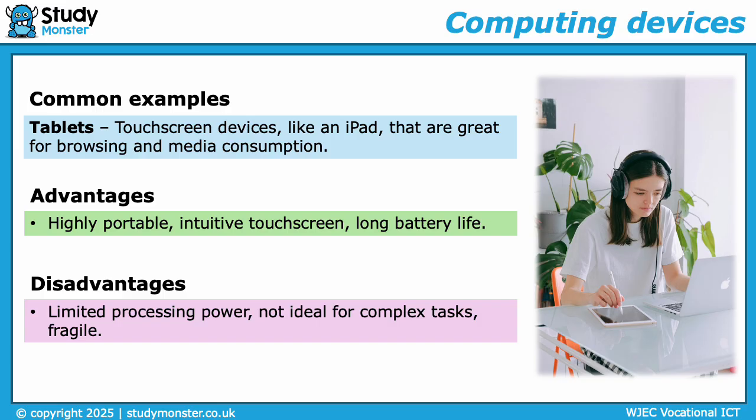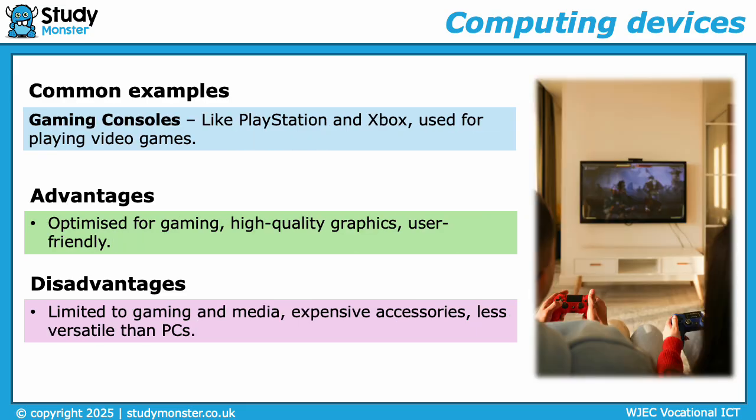Some can be expensive, some can be cheap. Again, when it comes to cost, it all depends on the quality of the components and how powerful they are. Video games console, like your PlayStation, your Xbox, your Nintendo that you've got at home, used for playing video games. Back in the olden days when you got a PlayStation 1, for example, it was just purely a gaming device.